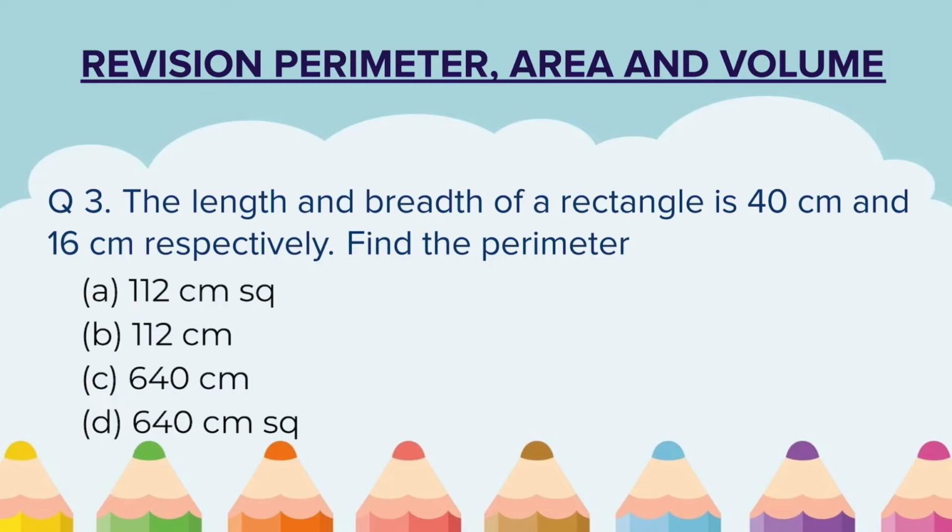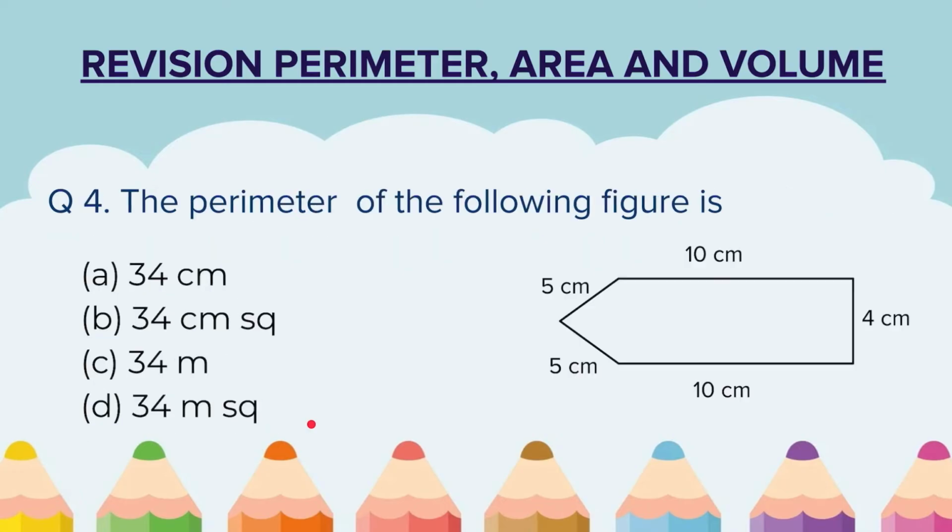Students, the options can be very confusing at times. Here you have to find the perimeter. If you mix up the formula and find the area, you will find that answer also here. So you have to be careful to take the correct answer only where the perimeter is calculated and the proper unit is used. Question 4.